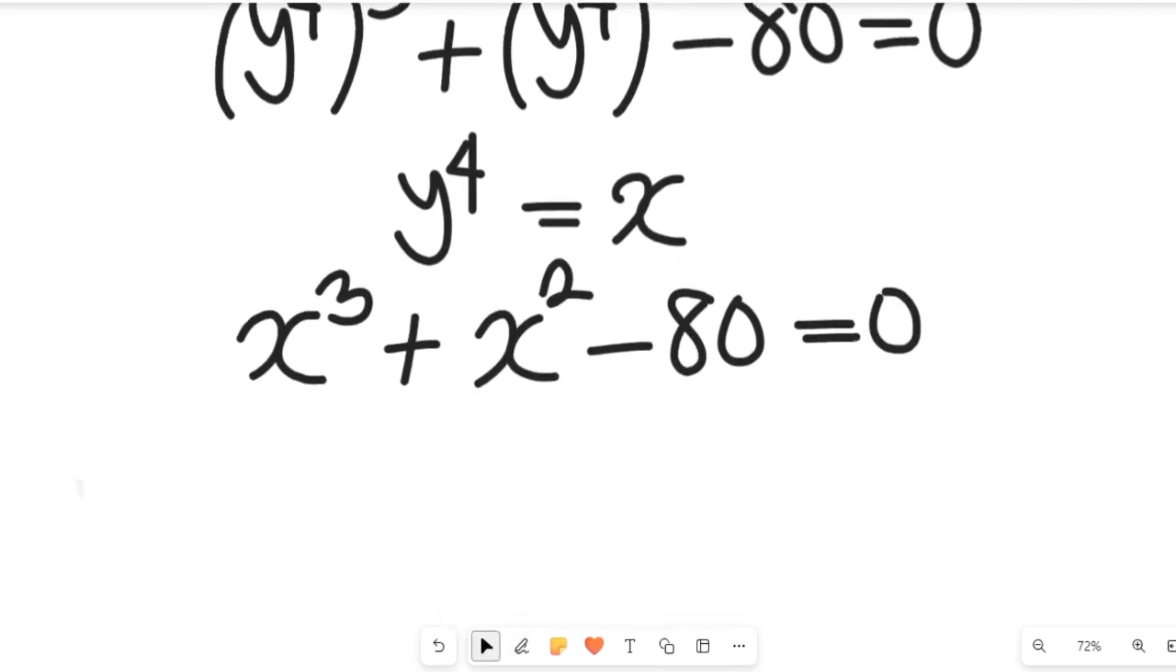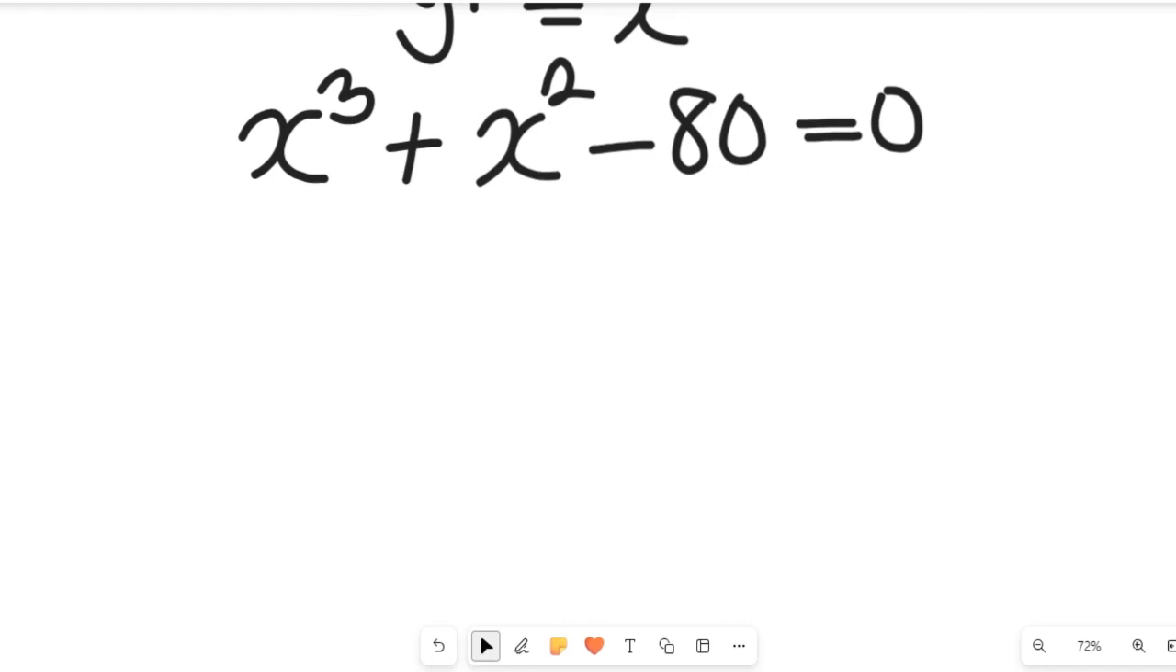Now let's solve this equation using the polynomial method of solving equations. Remember, this is a polynomial equation. Now the first thing we are going to do is look for the simplest value to substitute for x such that the left hand side will be equal to 0, and that will tell us that it is simply a factor of that polynomial equation. Then we can now find the other two factors.